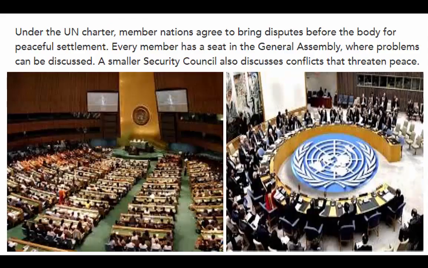Under the UN Charter, member nations agree to bring disputes before the body for peaceful settlement. Every member has a seat in the General Assembly where problems can be discussed. A smaller Security Council, pictured on the right, also discusses conflicts that threaten peace.